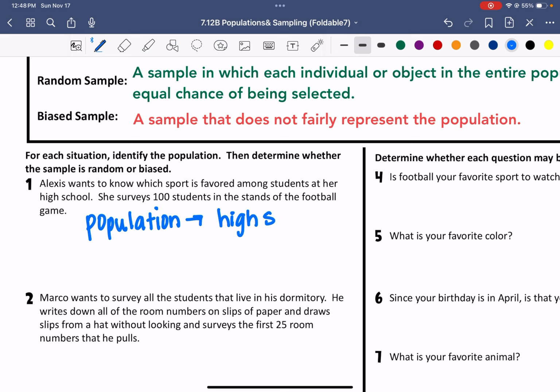And I know that I didn't say junior high because it particularly said high school. And she actually said her high school. So it has to be her high school. She surveys 100 students. Well, it's definitely biased. It's not random. So this sample is biased.